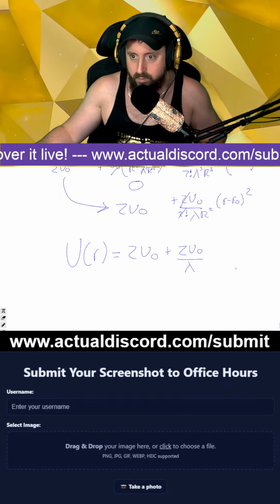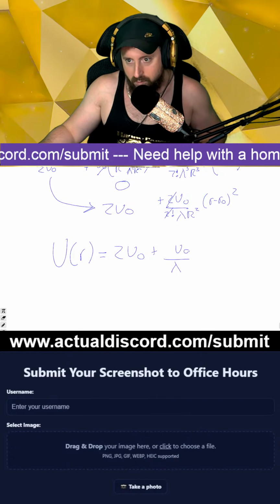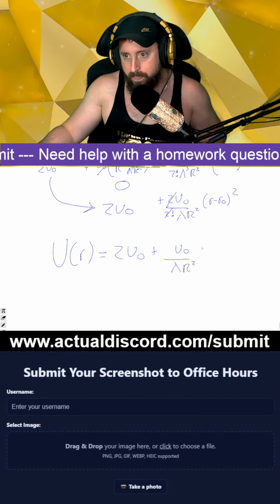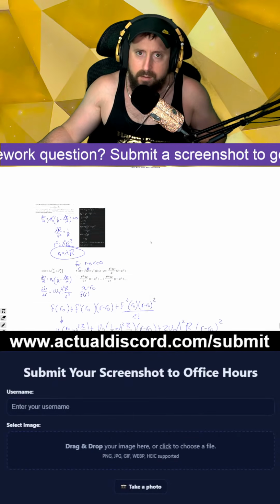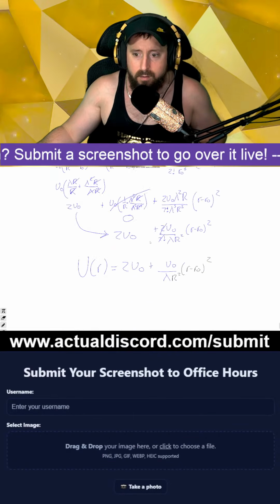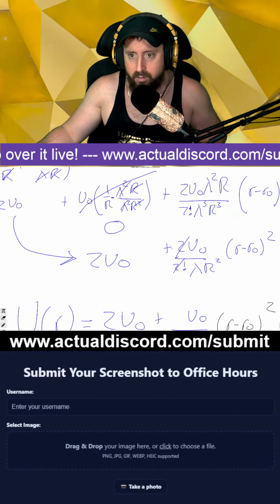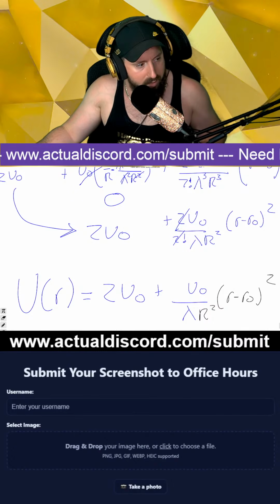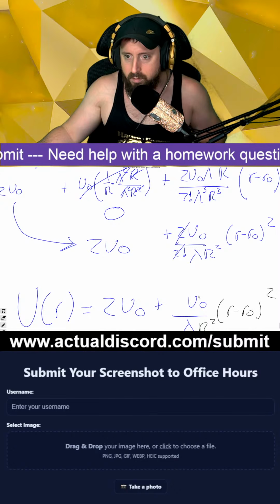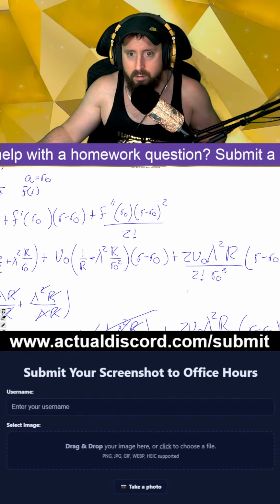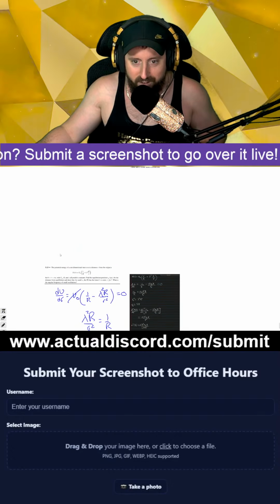Okay, so 2u0 over 2, so that cancels. So u0 lambda r squared, r minus r naught squared, and the r's and lambdas cancel. I don't think the r's and lambdas cancel, do they? Oh, where it runs out of potential energy. Yeah, one second. We've gotten like way up here.